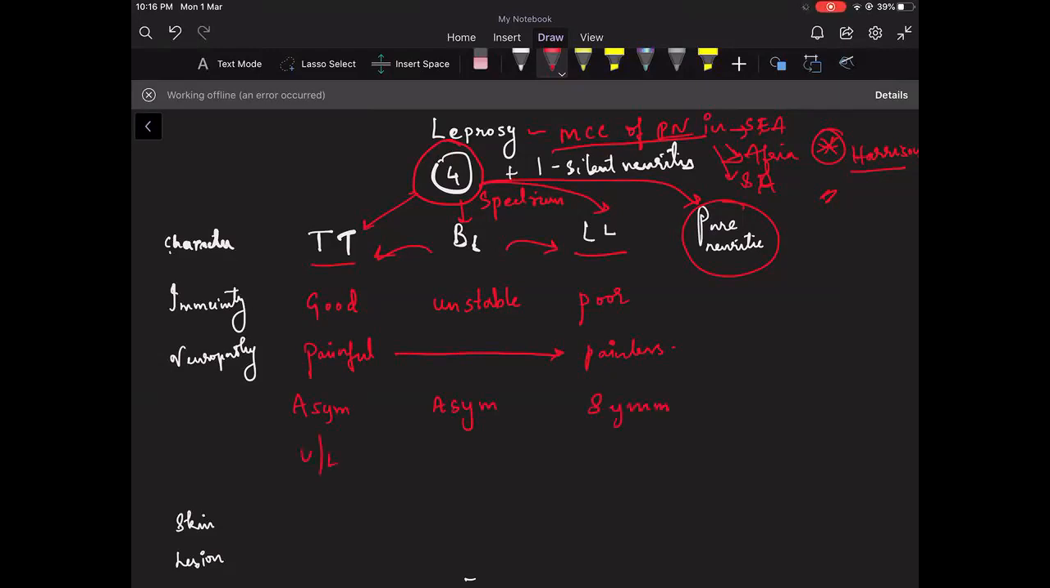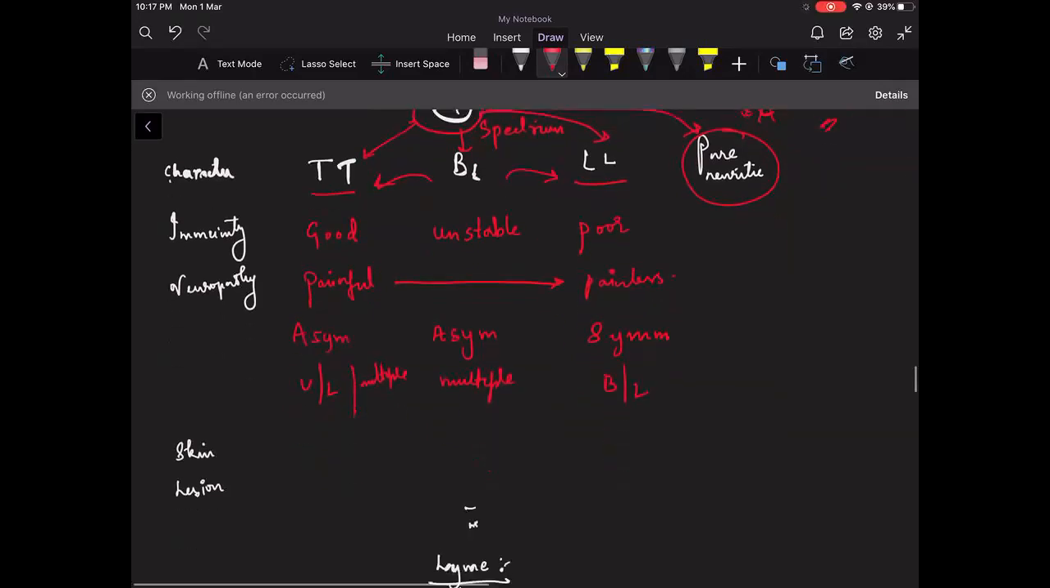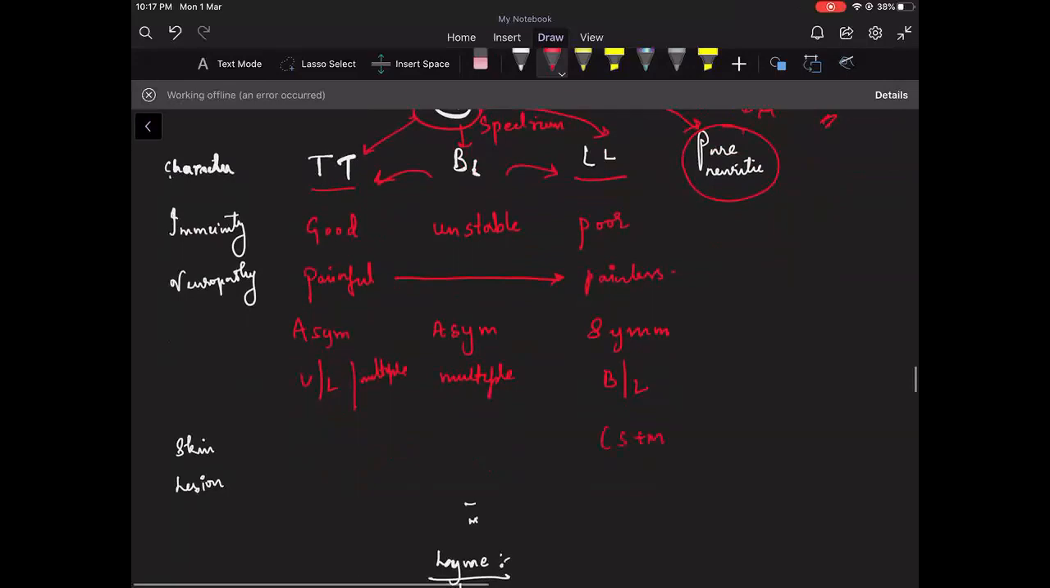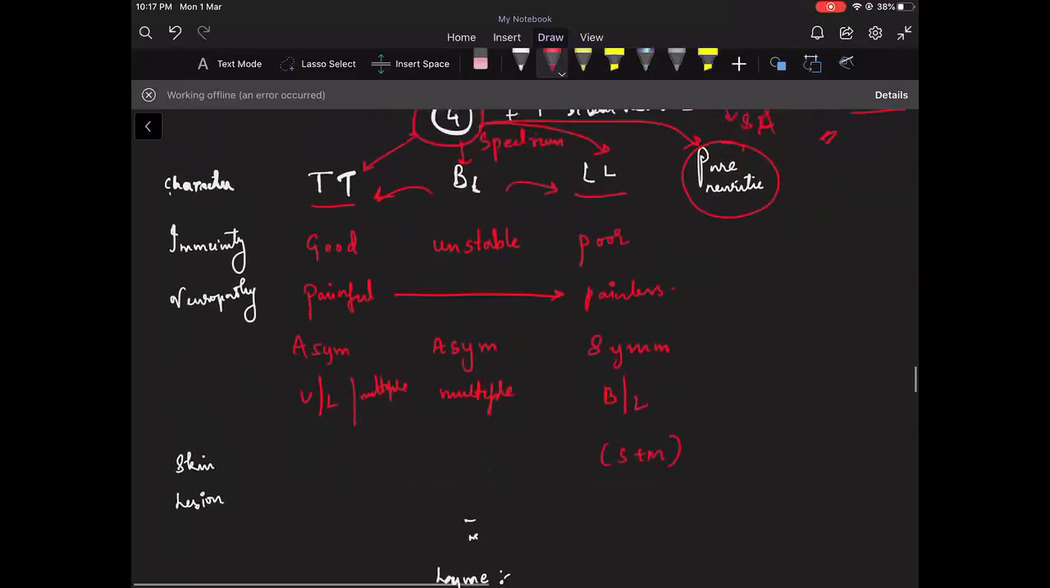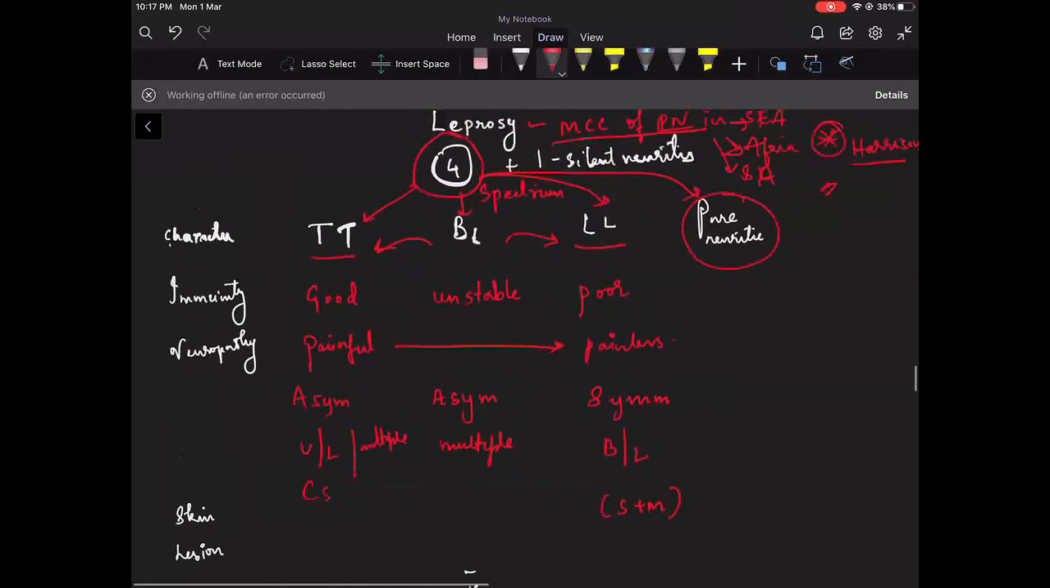Usually it will be unilateral, or multiple nerves could be involved. Even here, multiple nerves could be involved, but it is usually bilaterally symmetrical and painless. Along with that, sensory plus motor involvement will be there. In the other types, there will be asymmetry and it will be painful.